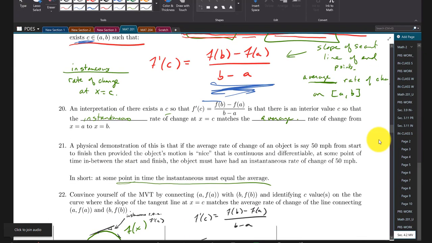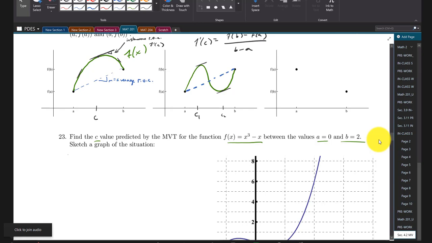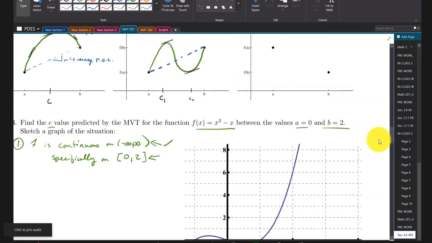So, one, notice that f is continuous. And here I'm going to do a little bit more than we need to. It's continuous on minus infinity to infinity, but so specifically on the interval from 0 to 2. So the fact that we're continuous on minus infinity to infinity is great. It's more than we need, but we do need to make sure that we are continuous on the interval for which we're working with the mean value theorem.